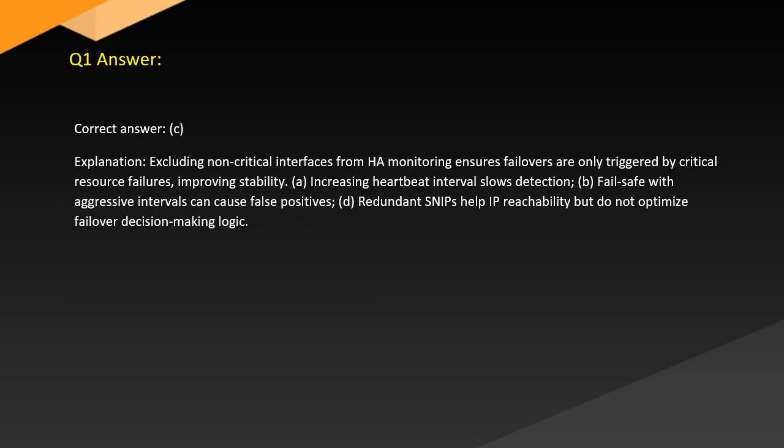Answer. Correct answer: C. Explanation: Excluding non-critical interfaces from HA monitoring ensures failovers are only triggered by critical resource failures, improving stability. A. Increasing heartbeat interval slows detection. B. Fail-safe with aggressive intervals can cause false positives. D. Redundant SNIPs help IP reachability but do not optimize failover decision-making logic.